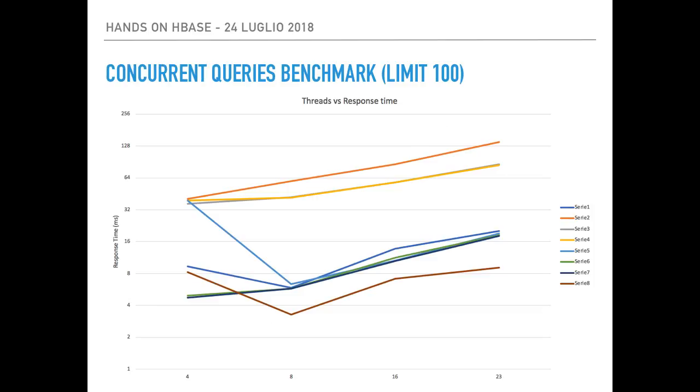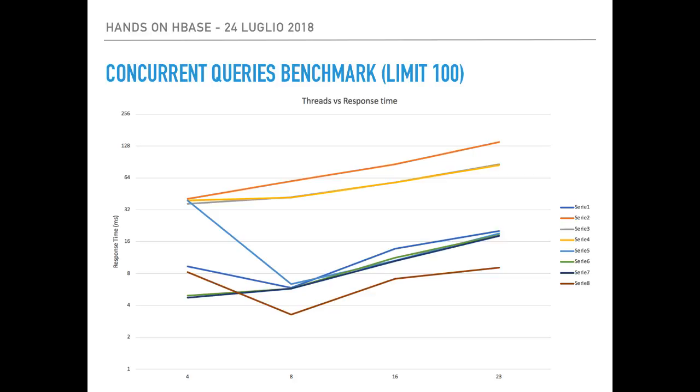Then we ran some benchmarks in order to see if the system could be queried simultaneously by a lot of users, and we saw that how many records you retrieve from Solr affects the query time the most. So we tried first with a limit of 100 records, and then with a limit of 1,000 records. And we tried different configurations of the benchmark. It's difficult to read, but on the bottom there are 4, 8, 16, and 23. Those are threads. And the different colors of the lines are different queries.